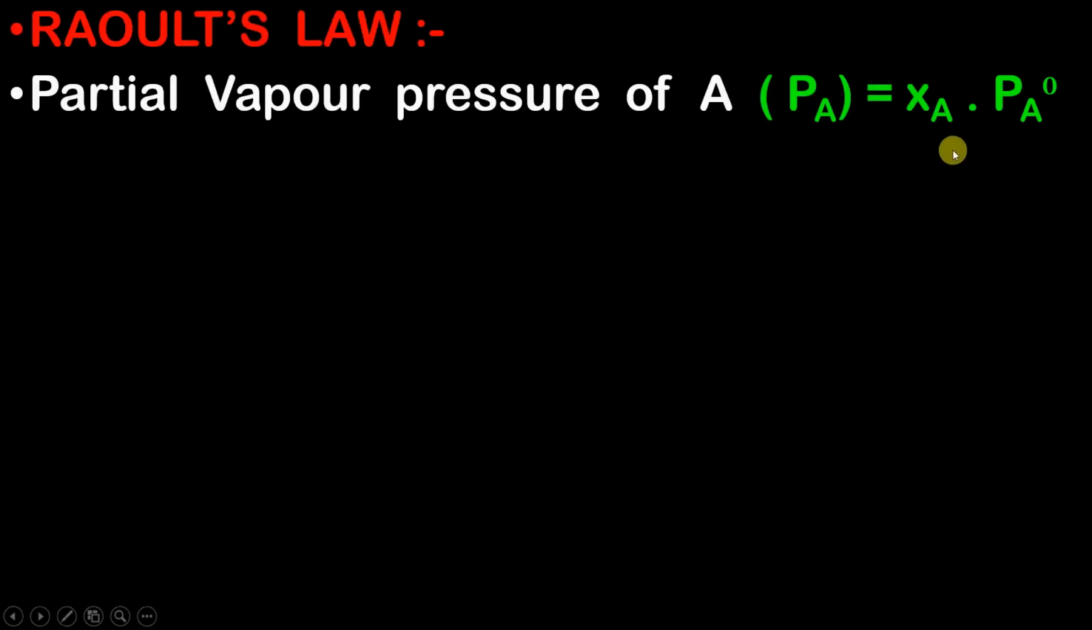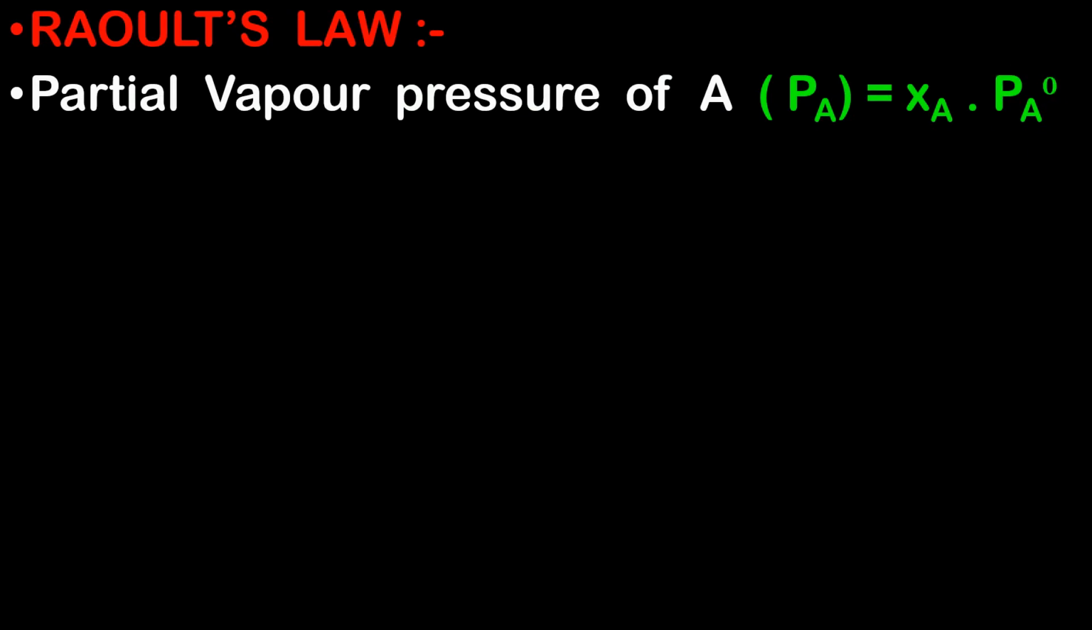Clear with this? Now, what is this XA? This XA is nothing but mole fraction. Now what is the meaning of mole fraction? If you all do not know that, then guys please hold on for the next 1 minute, and I will explain what is mole fraction. So this is what Raoult's law tells us, that the partial pressure of A will be equals to mole fraction of A into vapor pressure of A.